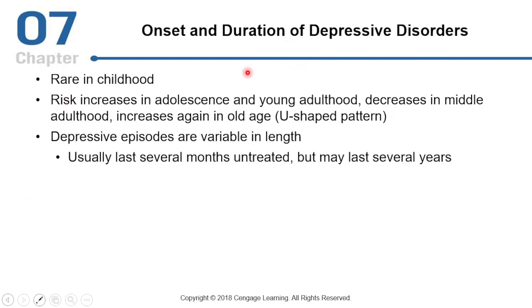Okay. So the onset and duration of depressive disorder, actually, it's quite rare in childhood. Kasi nga, the person doesn't really encounter a lot of stressors, especially in childhood, unless they are in an abusive environment, or a very anxiety provoking environment. So yun yung mga contentions doon. However, the risk increases in adolescence and young adulthood, and decreases in the middle adulthood, and increases again in old age. So it pretty much has a U-shaped pattern pag tiningnan mo sa statistics or sa graph.